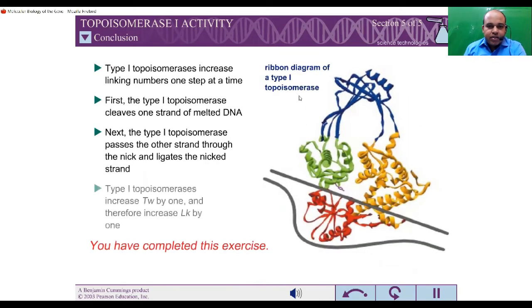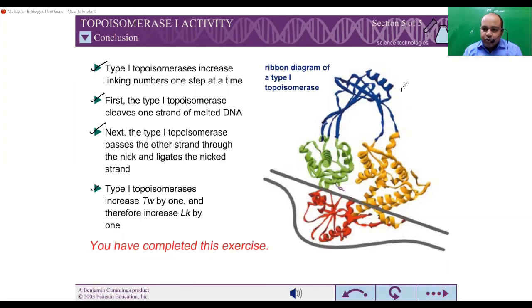This is the ribbon diagram of the type 1 topoisomerase, showing how it acts. It is the one that is melting the DNA molecule and causing one strand to pass over the other strand, increasing the linking number by 1. Type 1 topoisomerase is increasing the linking number by 1. Type 1 topoisomerase cleaves one strand of the melted DNA. Next, the type 1 topoisomerase passes the other strand through the nick. Type 1 topoisomerase increases twist by 1 and therefore increases the linking number by 1.